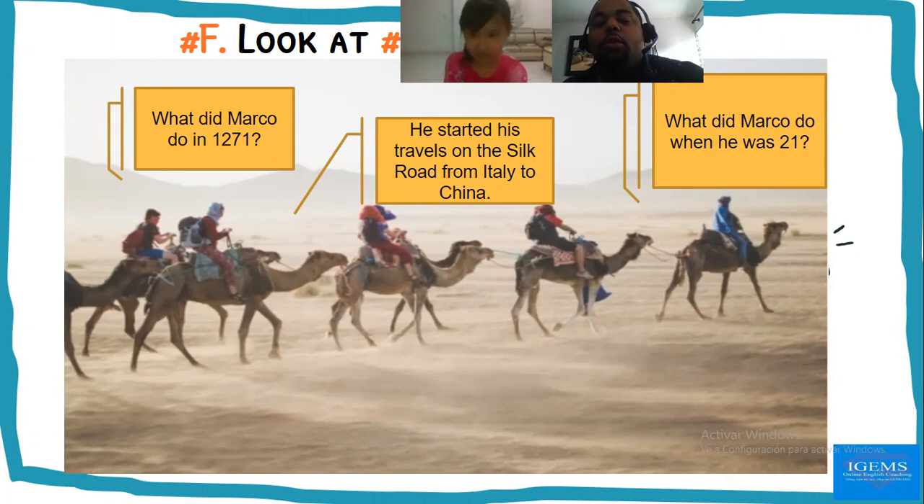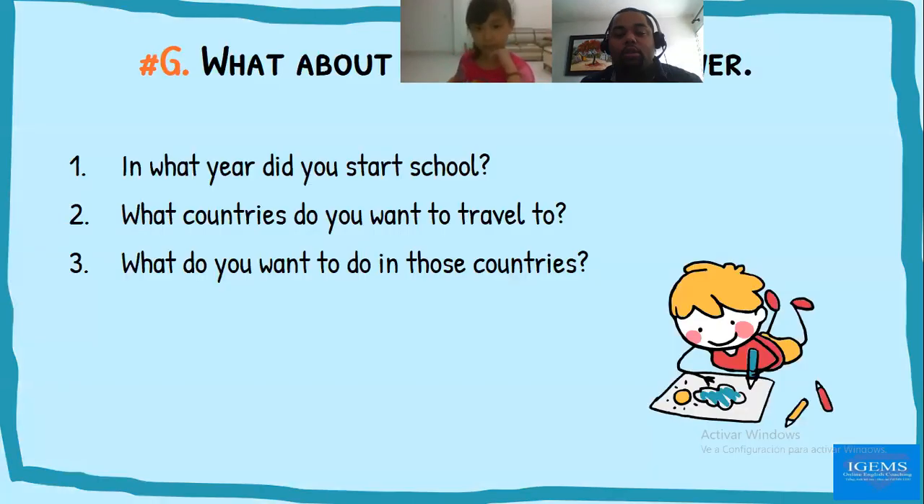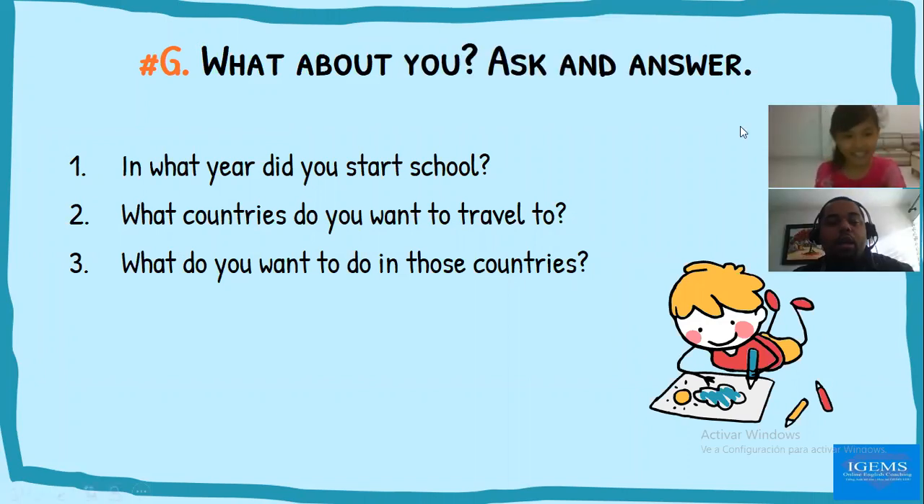So let's continue with the next one. What did Marco do when he was 21? Marco met the ruler of China, Kublai Khan. That is correct. So I have more questions for you, Bonnie. Okay, that's easy.